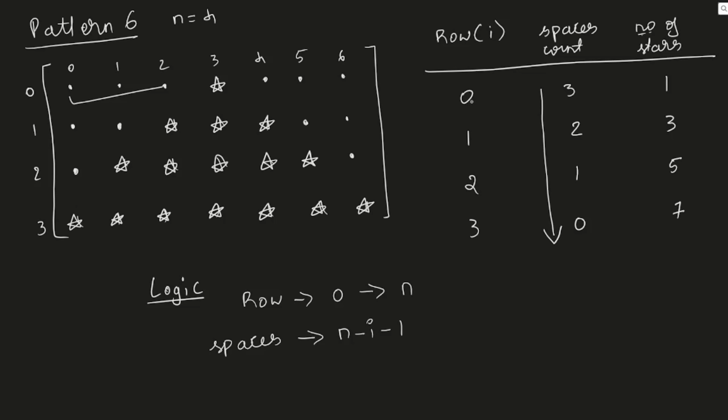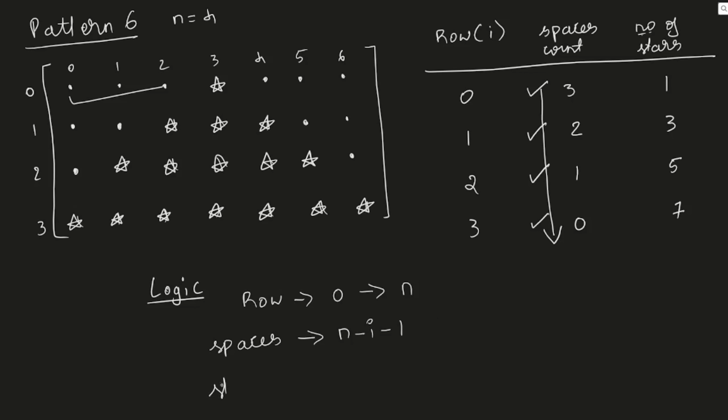4 minus 0 is 4. 4 minus 1 is 3. Yes, this holds good. 3 minus 1 is 2. 4 minus 2 is 2. 2 minus 1 is 1. 4 minus 3 is 1. 1 minus 1 is 0. Yes, all the numbers hold good for this formula. We are good with spaces.